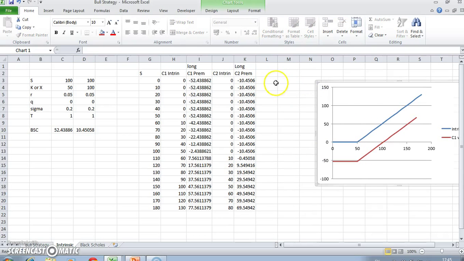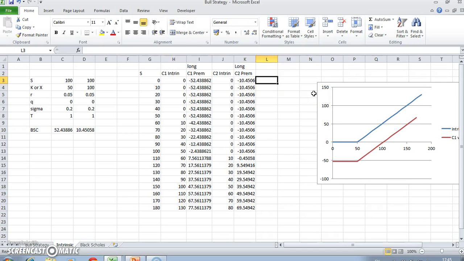And to make the position short, we might just take, we'll say short, and so negative C2 with its premium. And it's taking it as a sell, so we'll just say short. And that would be equal to negative the long position. And we can pull that down.